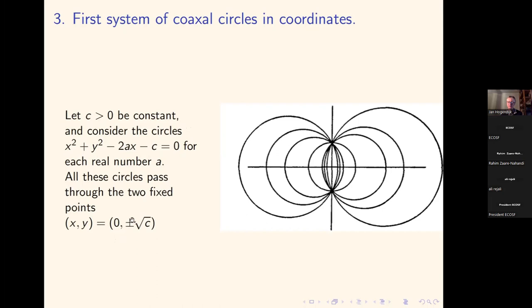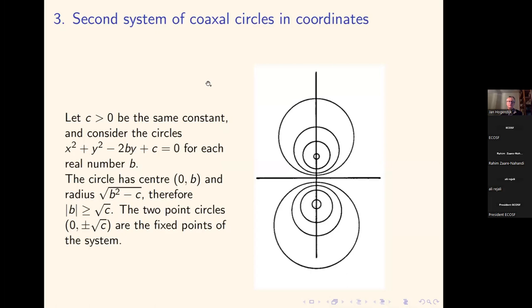For the second system of circles, you can do the same thing, but then the equation is a bit different. With a real number b, now you put b in front of y, not x, and you get a system of circles like this. It's interesting, the fixed points are again 0 and plus or minus square root of c, so they are the same, but the centers of these circles are always above this one or below this one, never between the two. As you can very easily see from the equation.